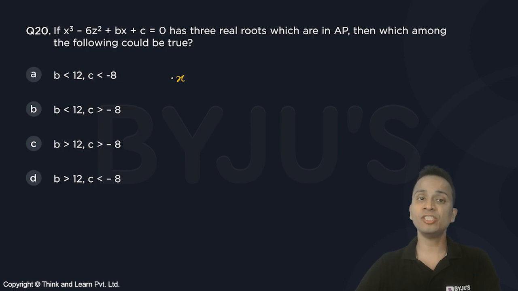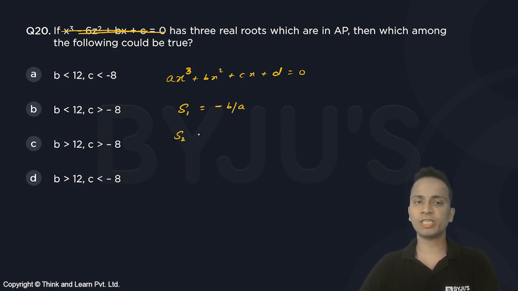So if you have in general the equation as ax cubed plus bx square plus cx plus d equal to 0. Do not compare it with the given equation right now. So ax cube plus bx square plus cx plus d equal to 0. The sum of the roots, we write it as s1, is minus b upon a. Sum of the product of the roots taking two roots at a time is c upon a, and the product of the roots, we write it as s3, taking all the roots at a time, will be minus d upon a.